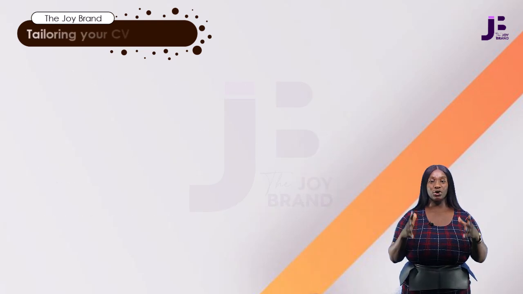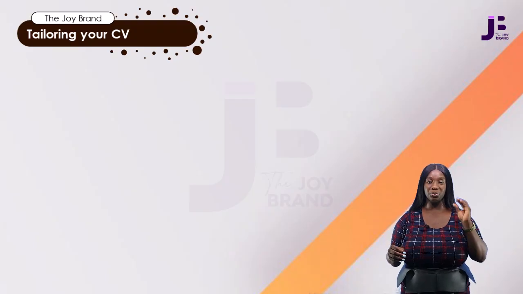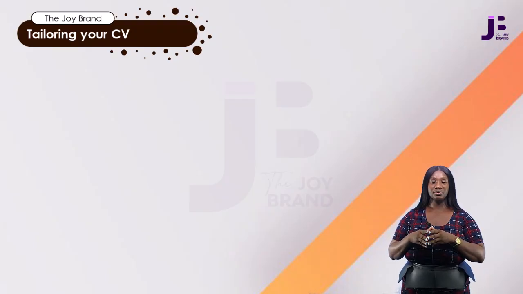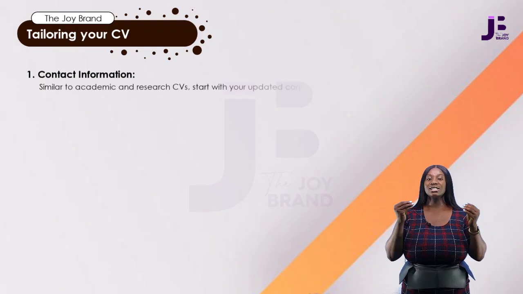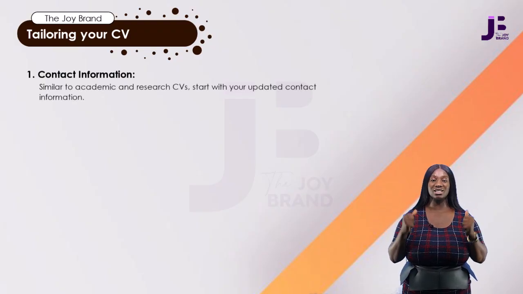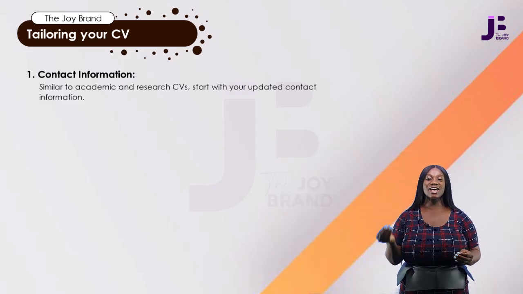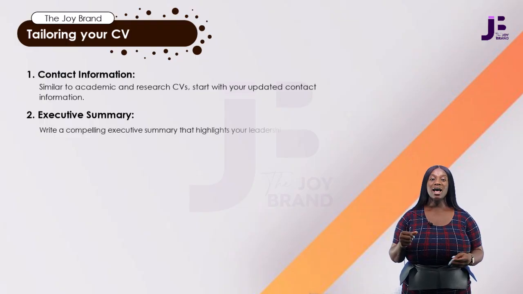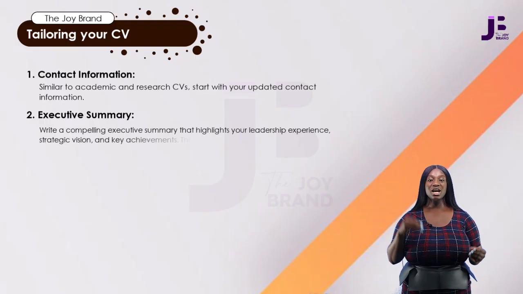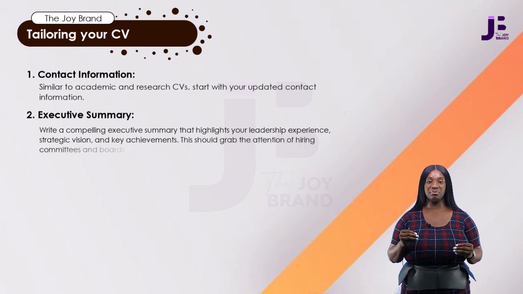Now let's shift our focus to structuring a CV for high-level professional positions. Again, contact information. Similar to academic and research CVs, start with your updated contact information. Next, executive summary. Write a compelling executive summary that highlights your leadership experience, strategic vision, and key achievements. This should grab the attention of hiring committees and boards.